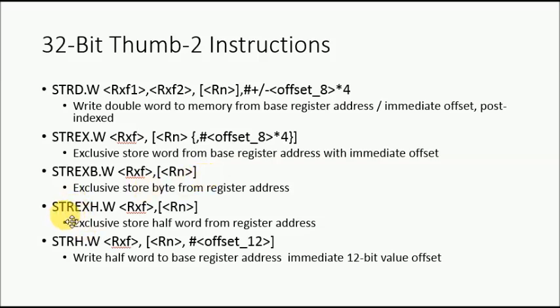STREXH.W, Rxf, Rn. H indicates the half word. So the half word is stored to the memory whose address is given indirectly in this register Rn. There is no offset here.